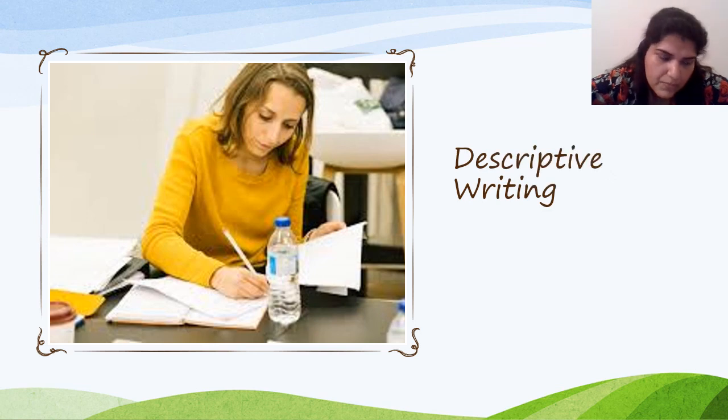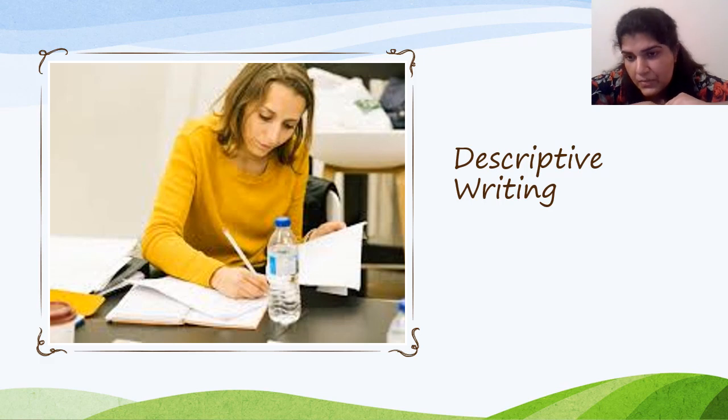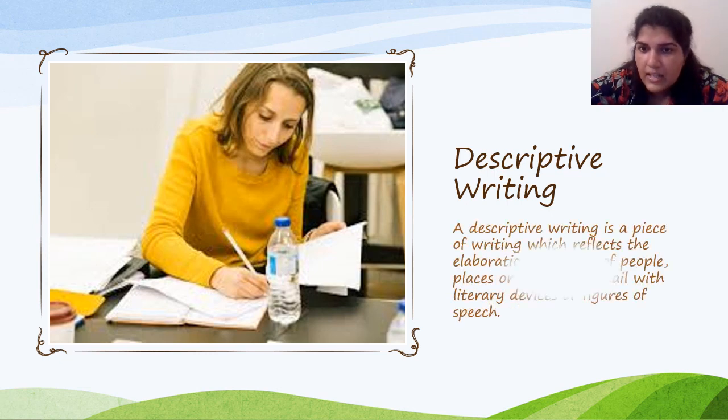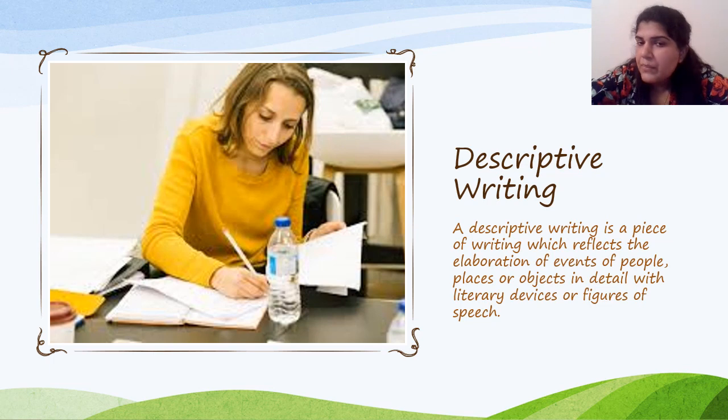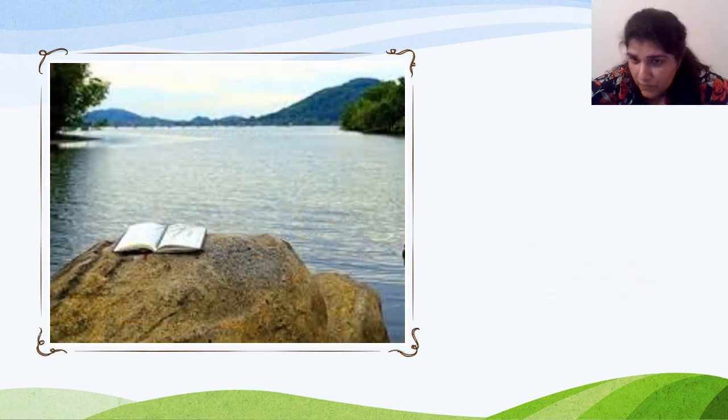What is descriptive prose? Descriptive prose describes objects, situations, people. It has a descriptive style of writing. Descriptive writing is a piece of writing which reflects the elaboration of events, people, places, or objects in detail with literary devices or figures of speech. So the poem we just read is a descriptive prose.